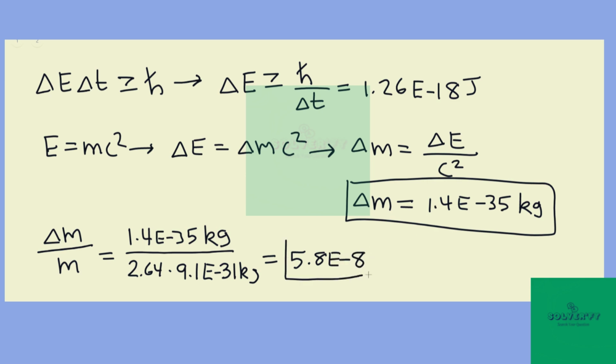So you see that the mass uncertainty is very, very small compared to the actual mass. And those are the two main results.